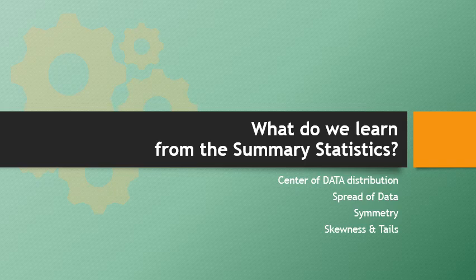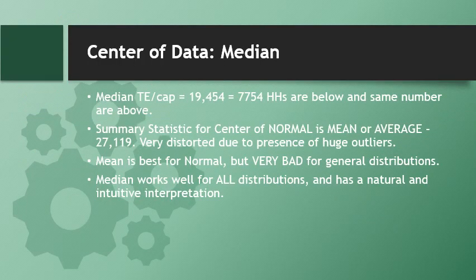In our case, we are looking at the actual data distribution, unlike the Fisherian case, which uses all of these characteristics, but those of an imaginary theoretical distribution. In Fisherian statistics, the center of the data is the average or the mean. This is a very good statistic for the normal distribution and a very bad statistic for other distributions. So in real statistics, since we're dealing with actual data distributions, we will always use the median as the center of the distribution. The median in total expenditure per capita is 19,454. Exactly half of the households are below this number and exactly half are above this number.